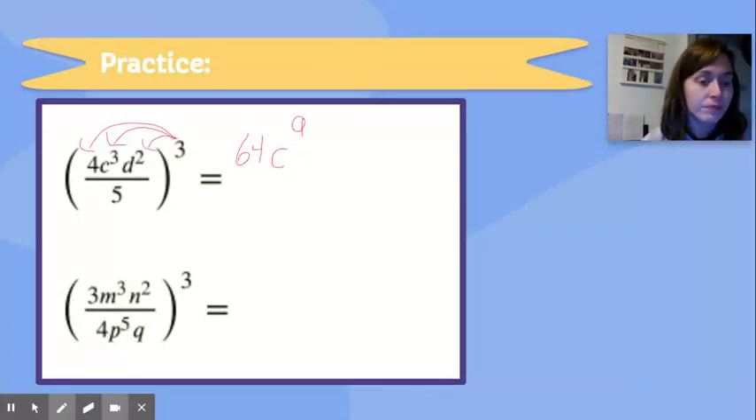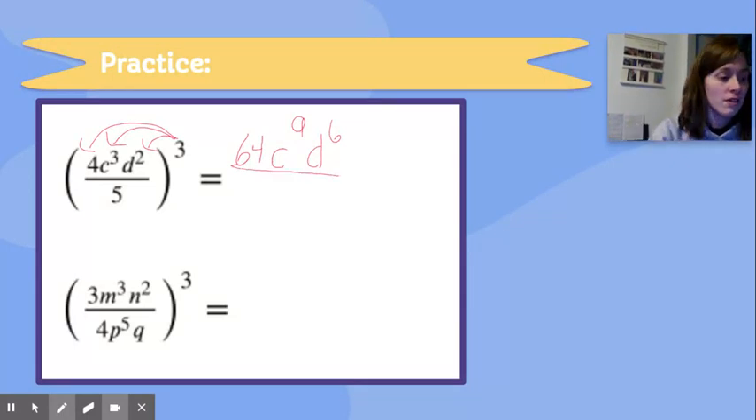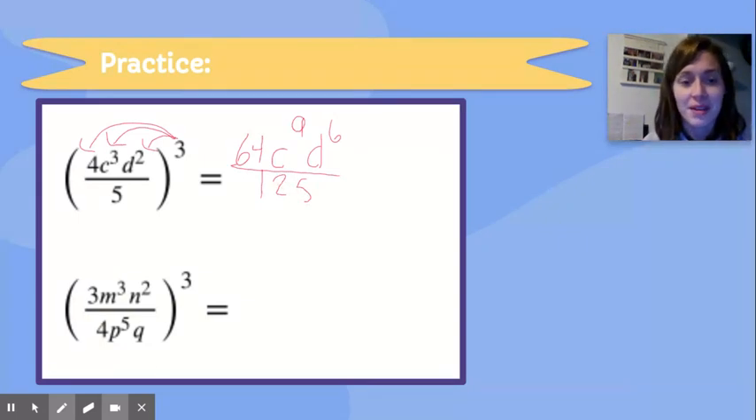And so 2 times 3 would give us 6. So that becomes d to the 6th power. And then all over, we end up with 5 to the third power, which will give us 125. Okay, and so now we've simplified. We've just distributed the exponent to everything inside the parentheses.